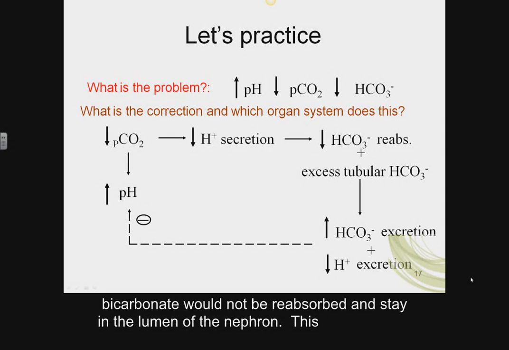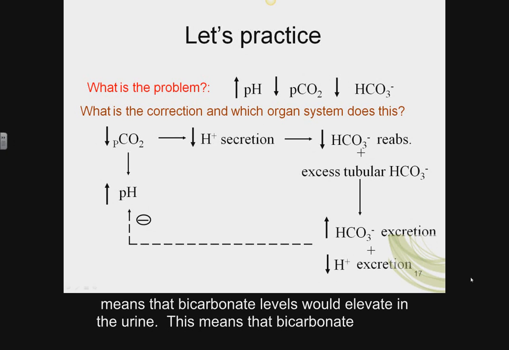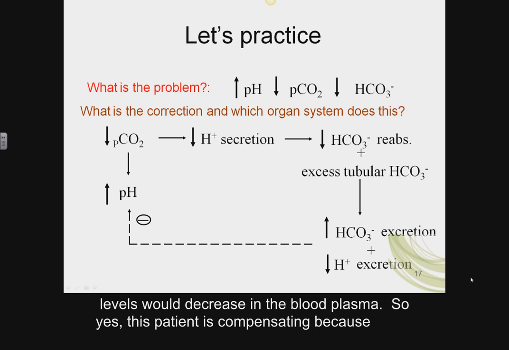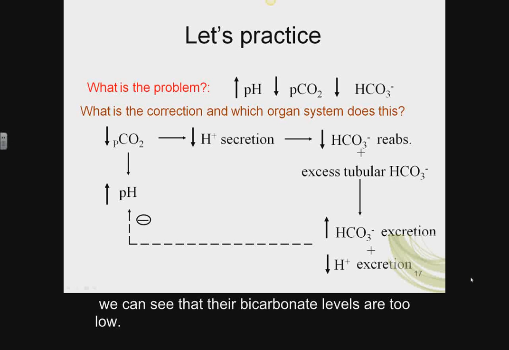Therefore, some of the bicarbonate would not be reabsorbed and it would stay in the lumen of the nephron. This means that bicarbonate levels would elevate in the urine. This means that bicarbonate levels would decrease in the blood plasma. So yes, this patient is compensating because we can see that their bicarbonate levels are low.